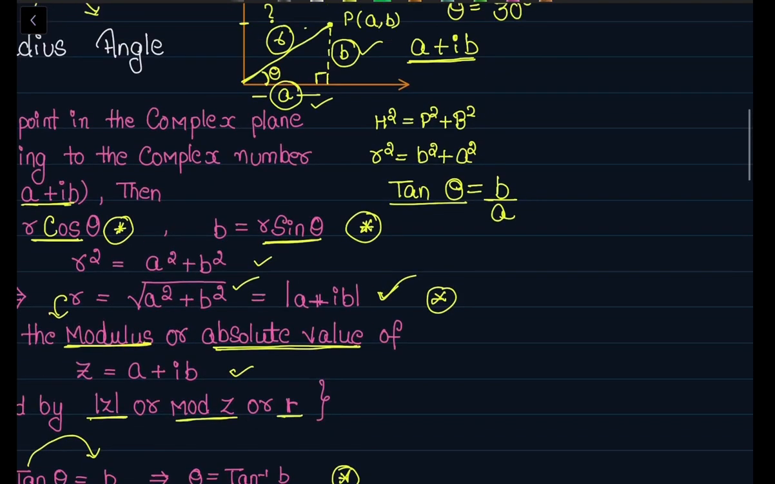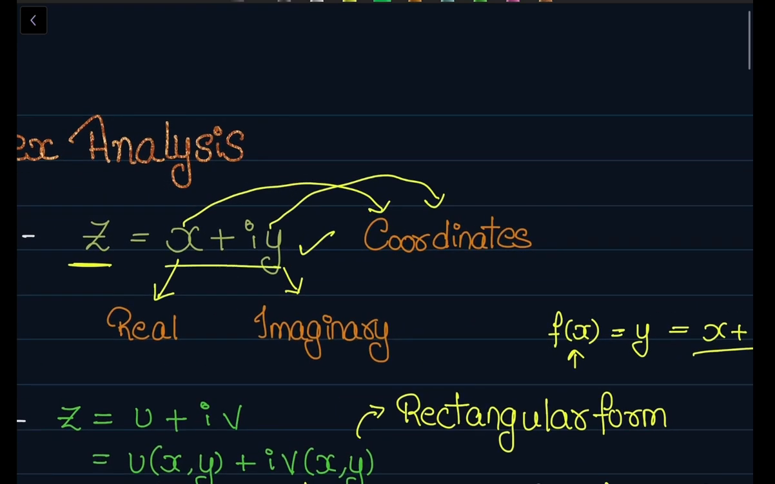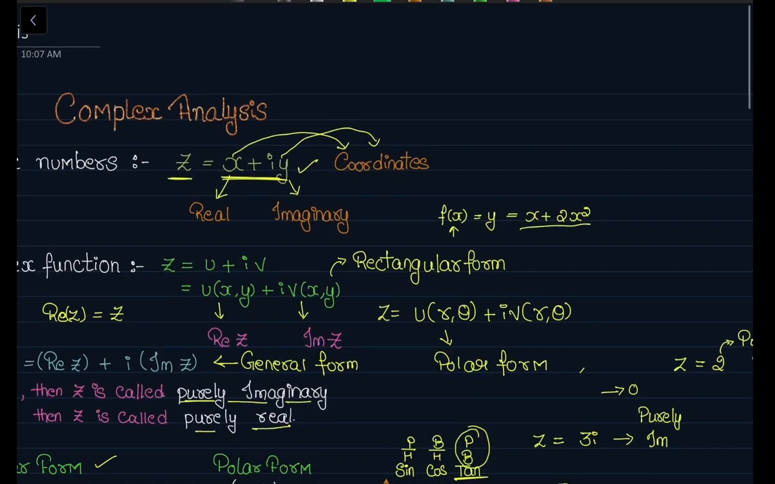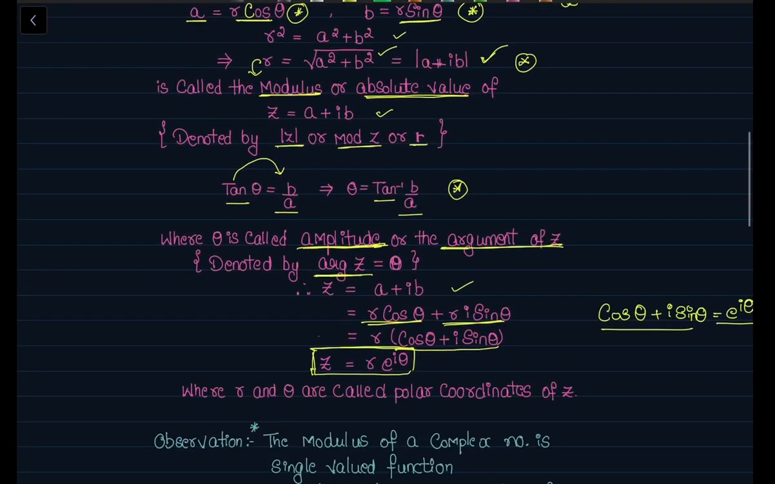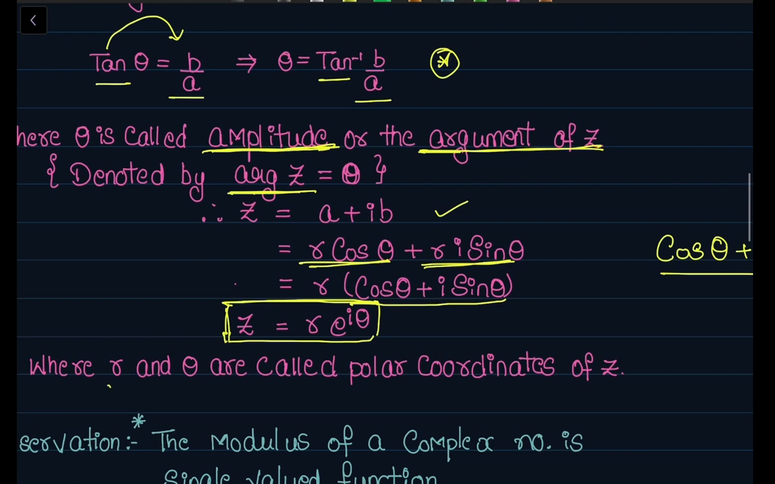And what is your rectangular form? Rectangular form we know, that is the x plus iota y. X plus iota y is your rectangular form. And what is the polar form? That is r e to the power iota theta. जहाँ पे r क्या है और theta क्या है? R is your radius and theta is your angle, and they are called the polar coordinates.